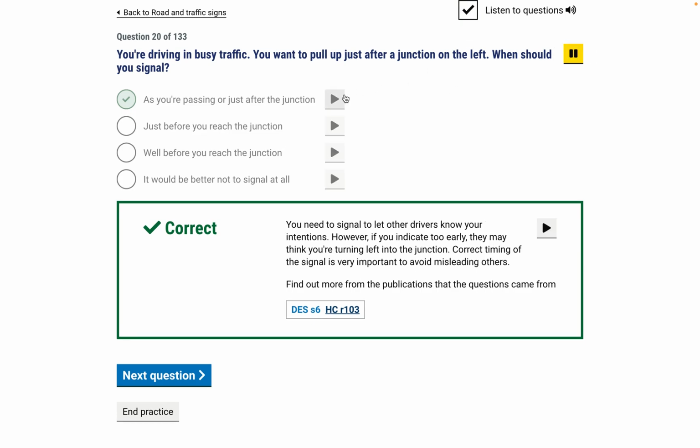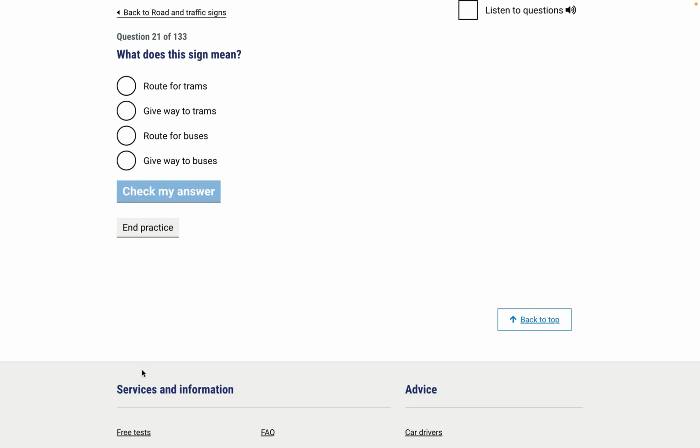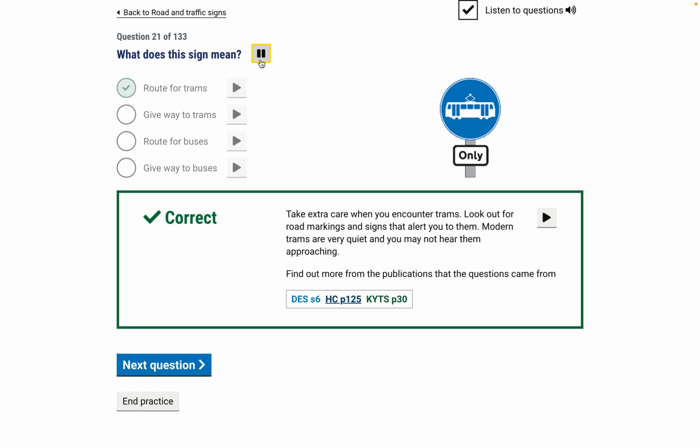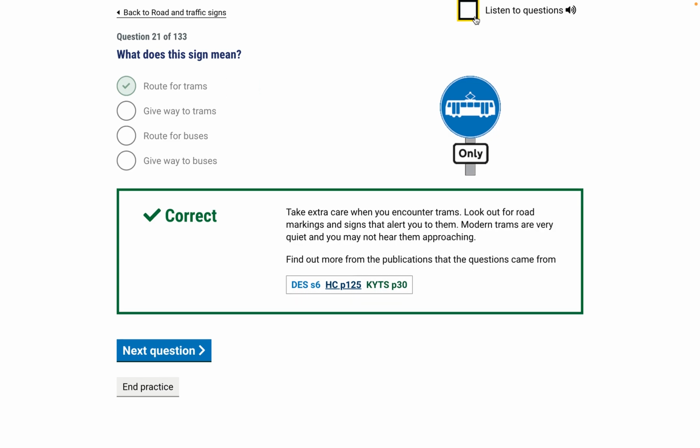You're driving in busy traffic. You want to pull up just after a junction on the left. When should you signal? As you're passing or just after the junction. What does this sign mean? Route for trams.